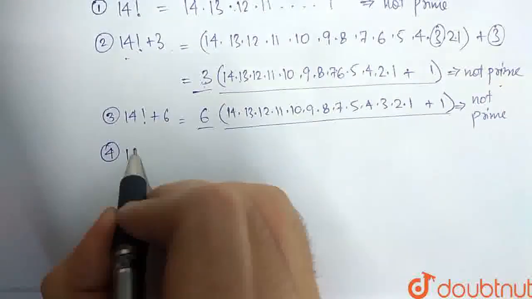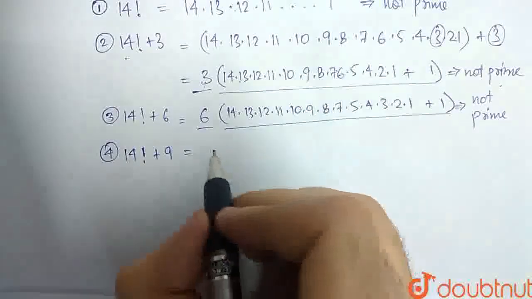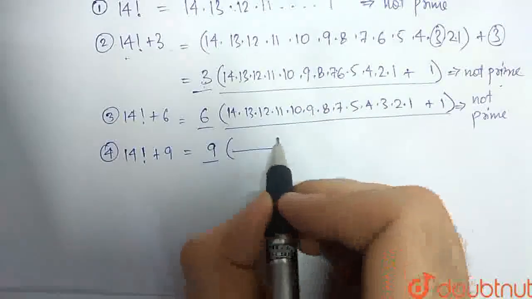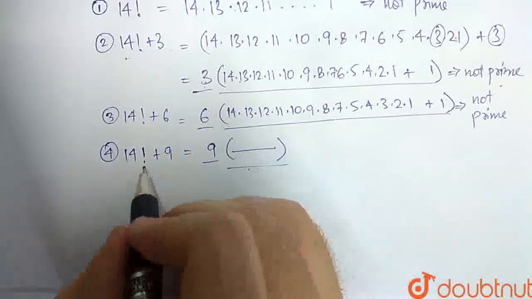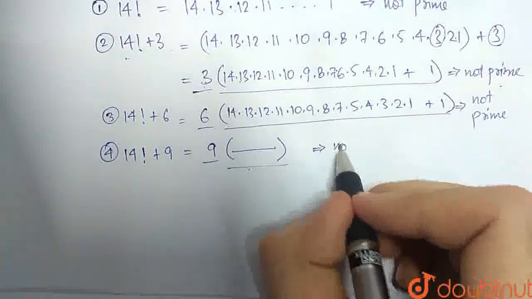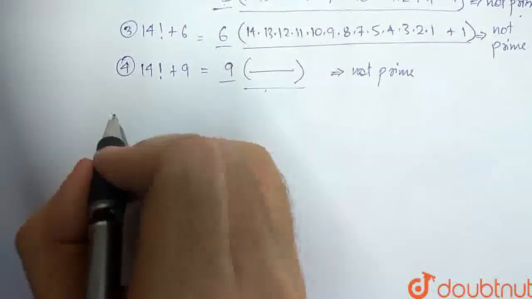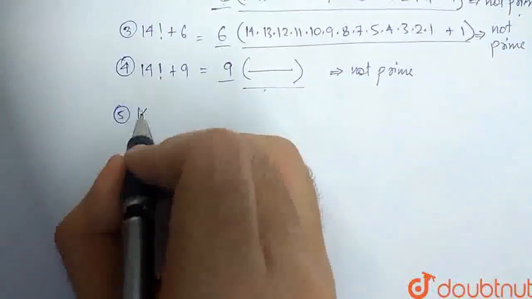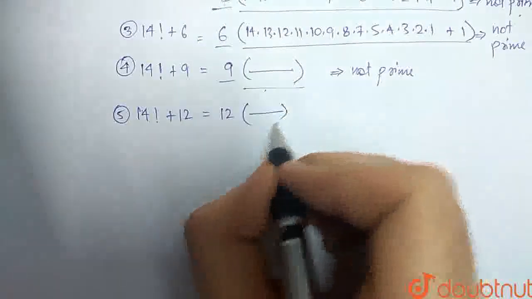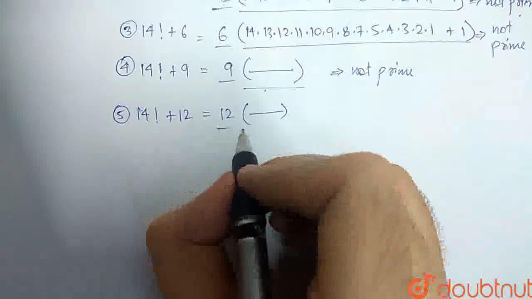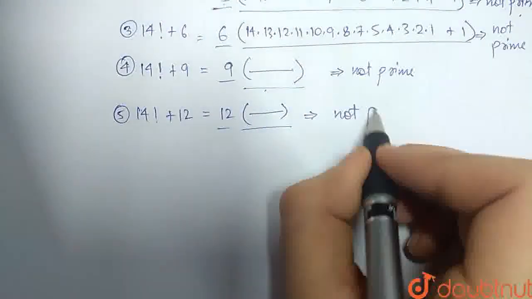Moving on, 14 factorial plus 9. Again there is 9 present here, so we can have the same thing here, 9 and then whatever is left. And again these two terms will also be factors, thus this number is also not prime. The same is with the fifth term, 14 factorial plus 12. So we can have 12 common and the rest here, and then these two numbers will also be factors of this term. Therefore this is also not prime.